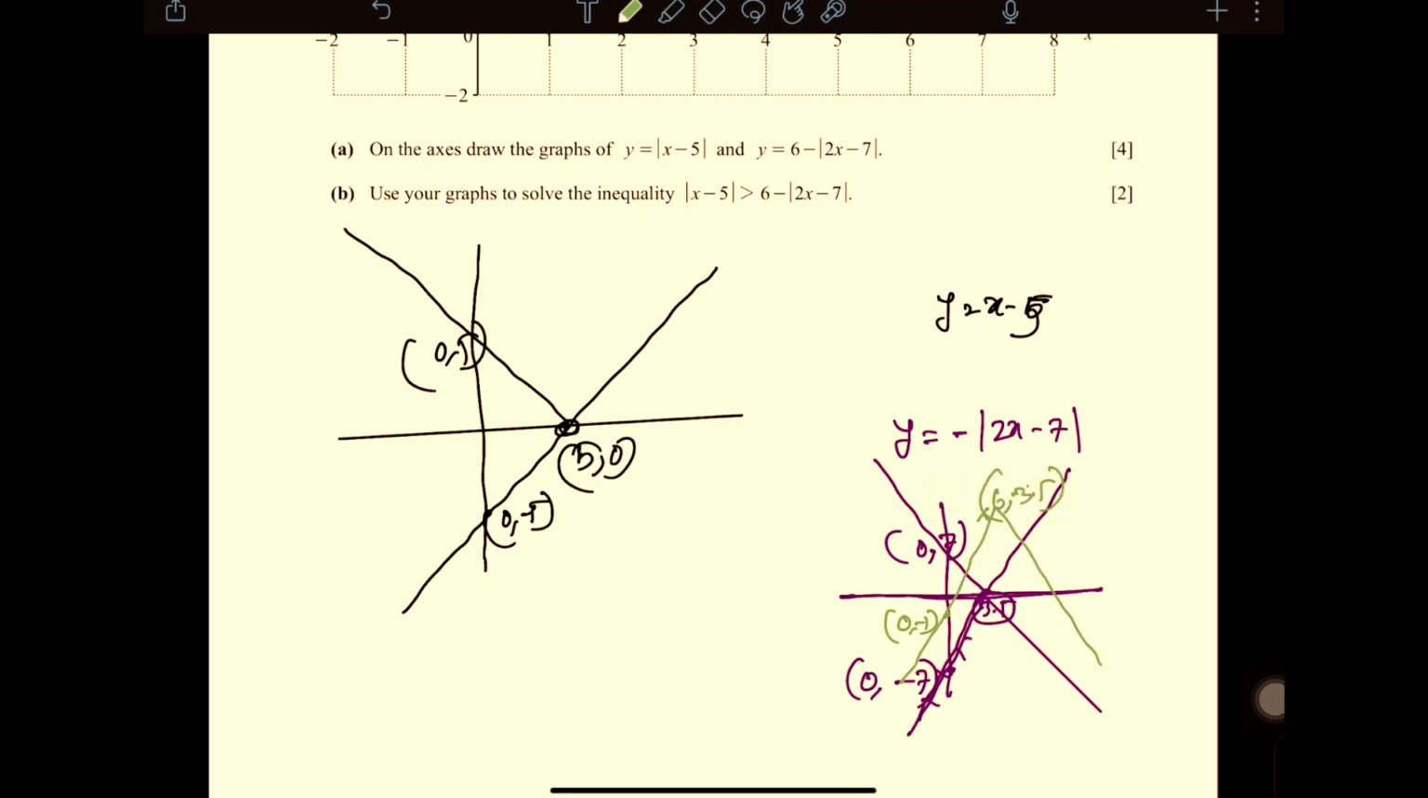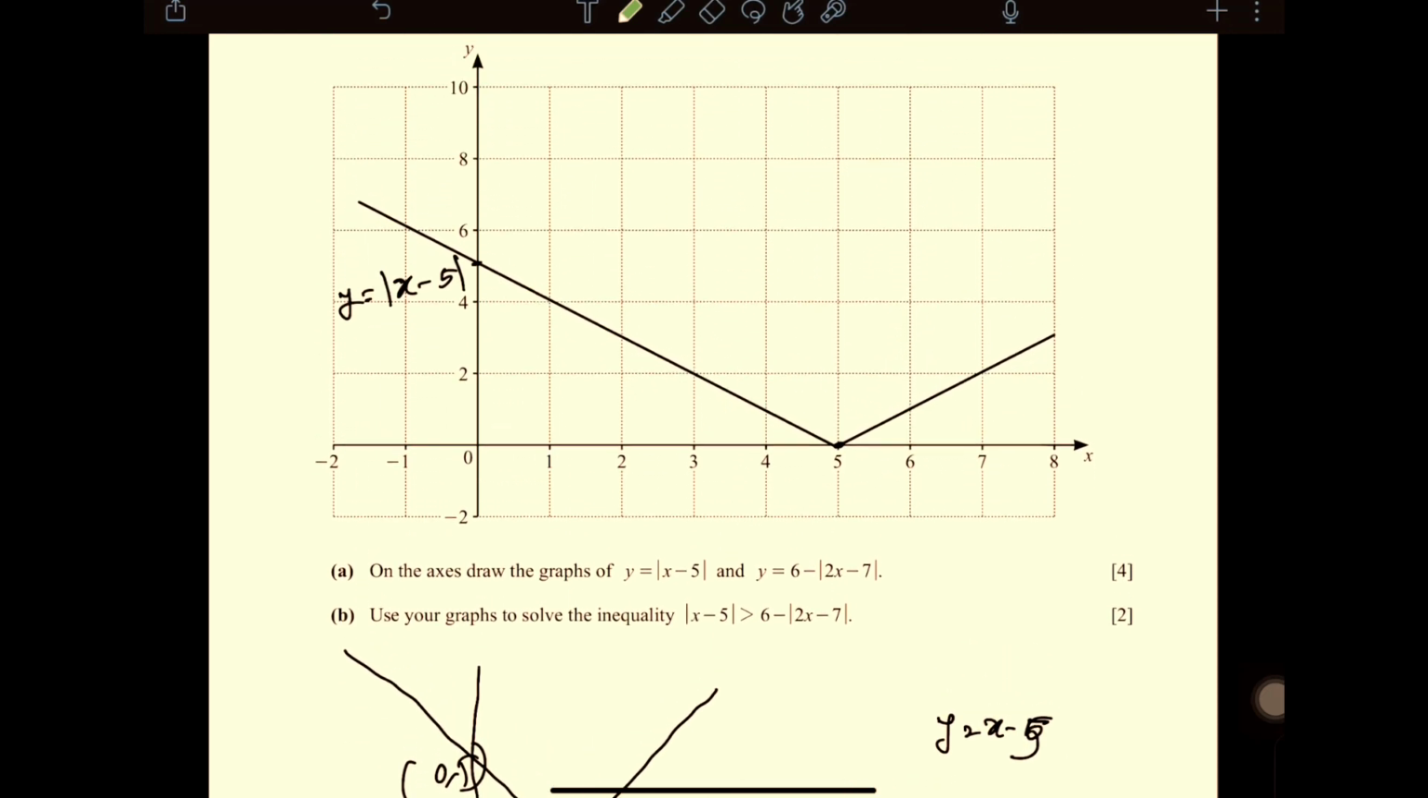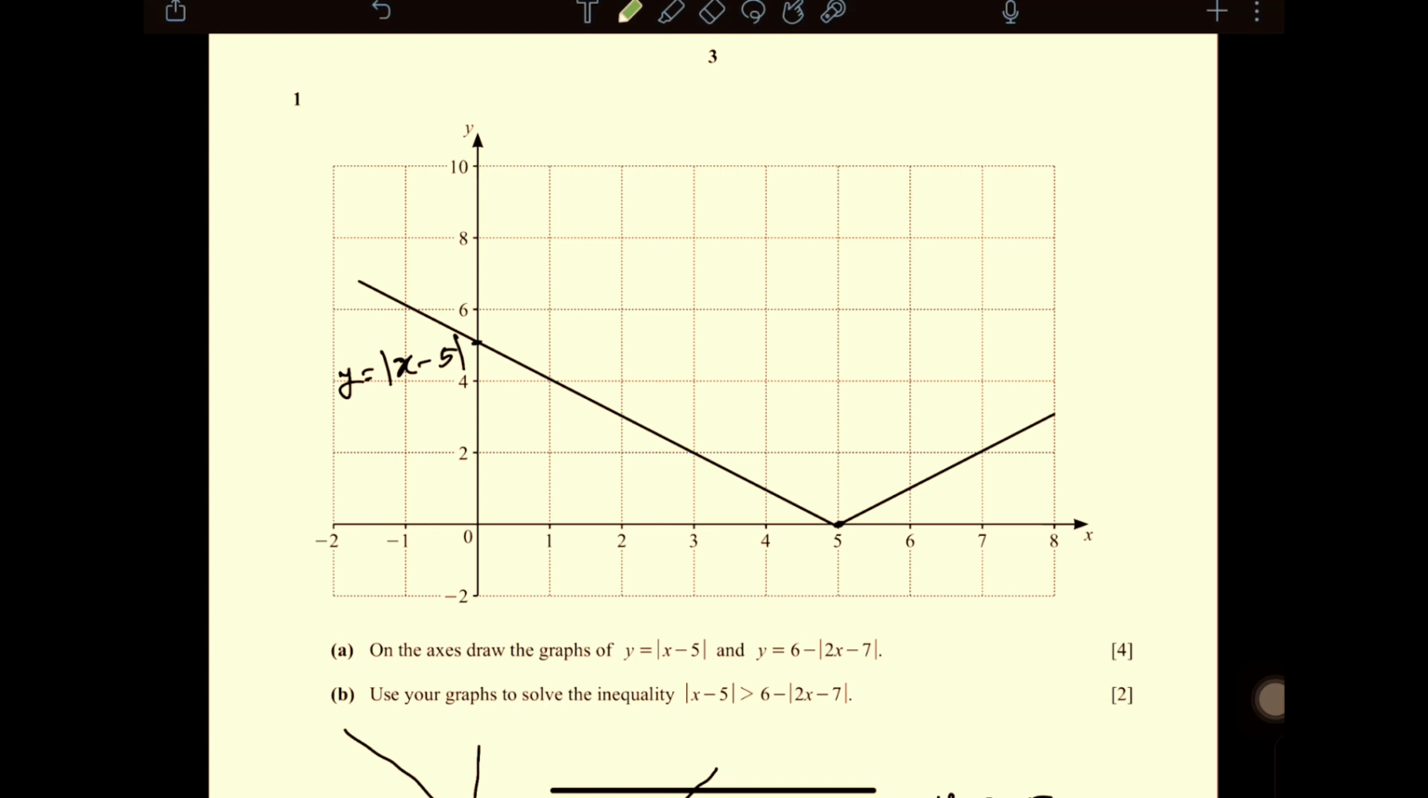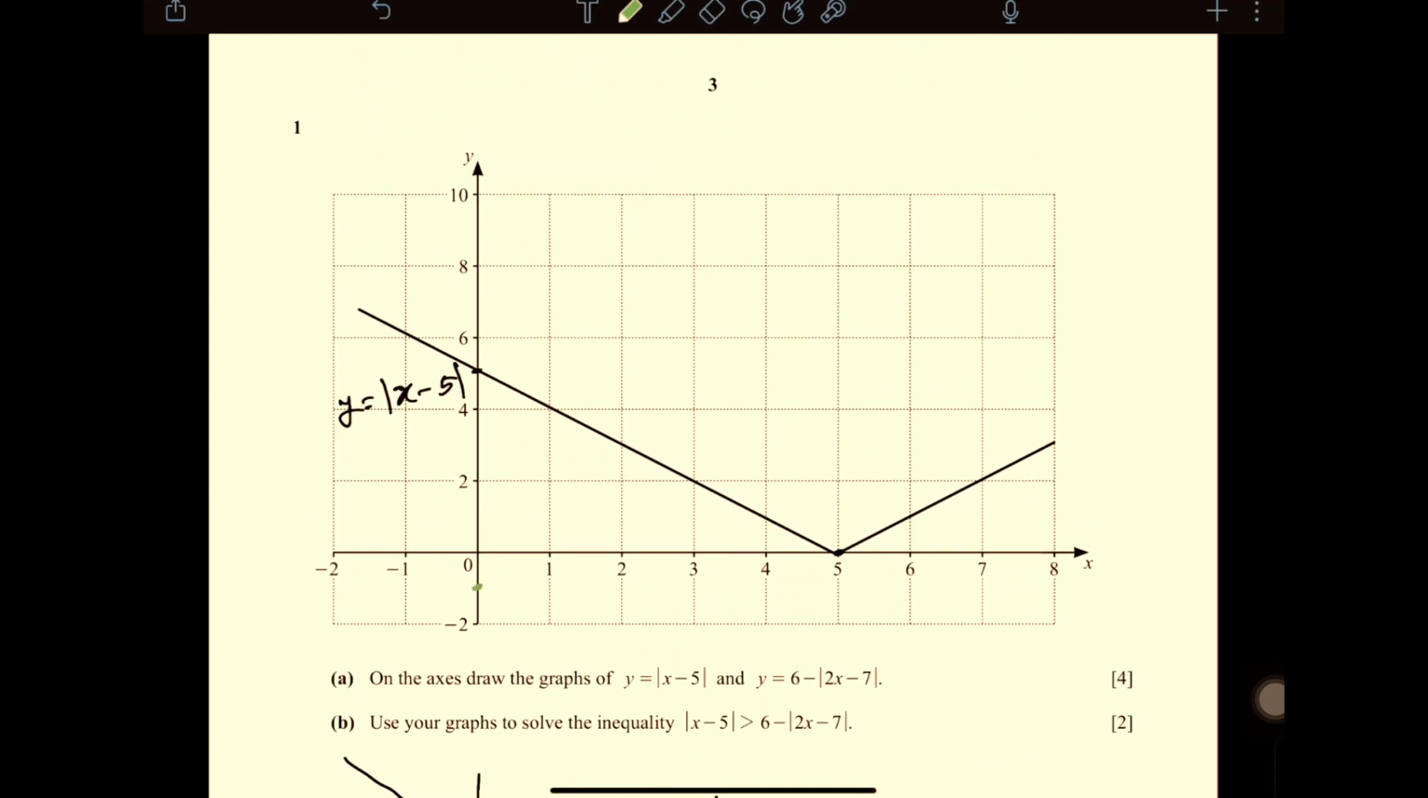So 0, minus 1, 6, 3.5. So let me use it here. 0, minus 1, and 6, 3.5, and then 6. So let me draw the graph straight up to here.